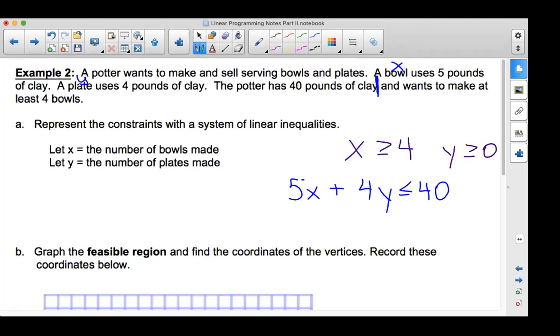Yeah, excellent. So this is kind of taking into effect that we have a certain amount of clay to use. The number of bowls with 5 pounds, the number of plates with 4 pounds, and then the maximum amount of clay we have is 40 pounds. So because that represents the pounds of clay that we're using, we would want to create an inequality to go along with them. Any questions on those inequalities?